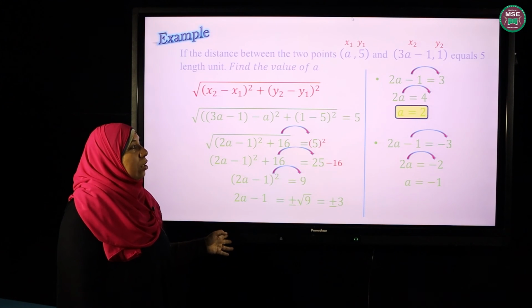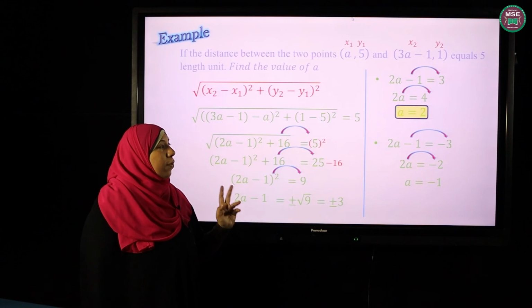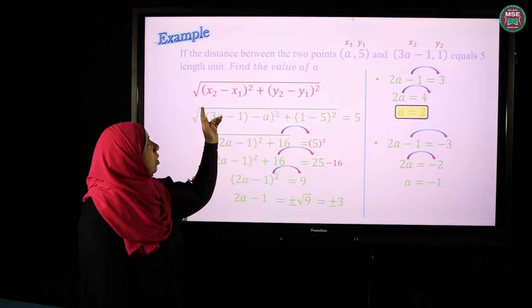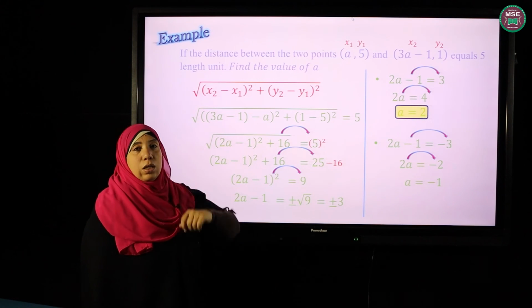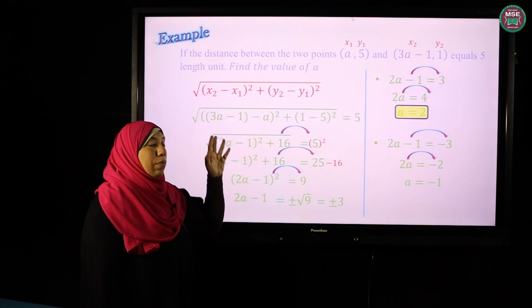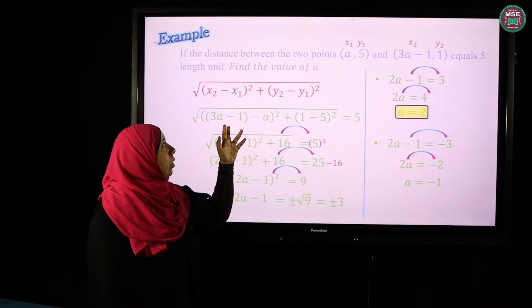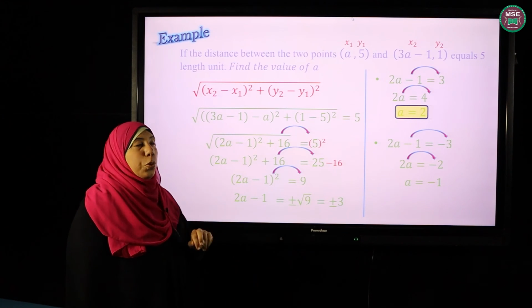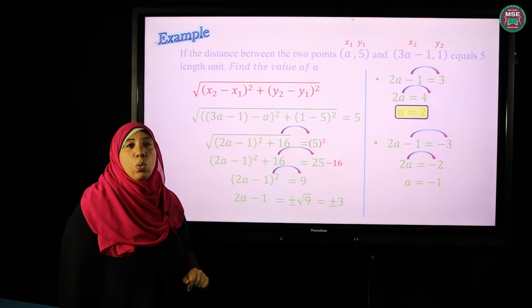So I have found 2 values of the letter a. If you put them instead of a in the 2 points and try to find the distance between these 2 points, you will find that the distance will be equal to 5.